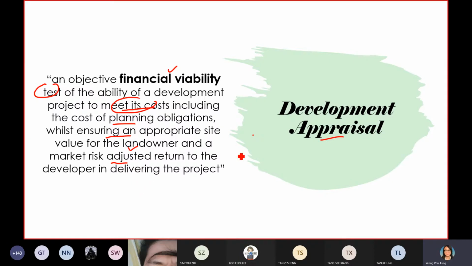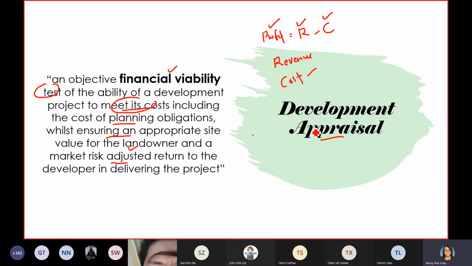So that is the way we test how much revenue we are going to get, how much cost we are going to commit, what costs we have to pay, and how much revenue we are going to get at the end of the day. And at the end, the simple formula is always profit equals revenue minus cost. So development appraisal allows you to see what your revenue is, what your cost is, and also, at the end of the day, what the profit is.